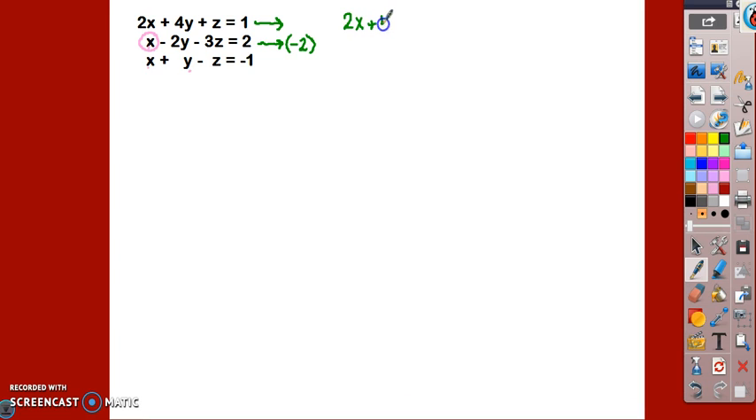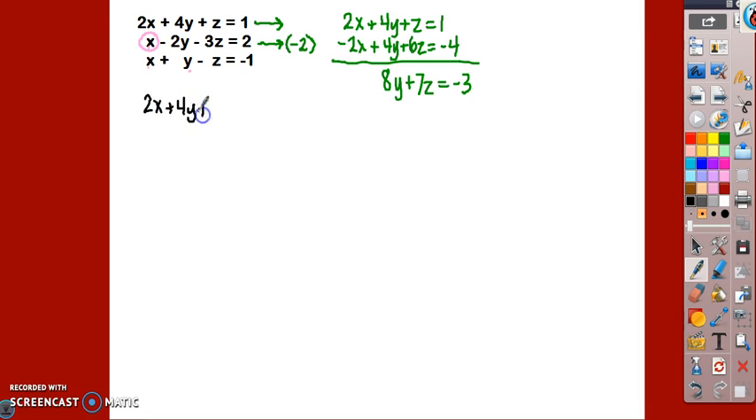So we'll have 2x plus 4y plus z equals 1. Negative 2x plus 4y plus 6z equals -4. And we'll add those together. 8y, 7z, -3. Does that look right? Okay. Where am I going to put it? It doesn't matter where I put it, but my goal was to get that x out of there. All right, I'm a third of the way there.